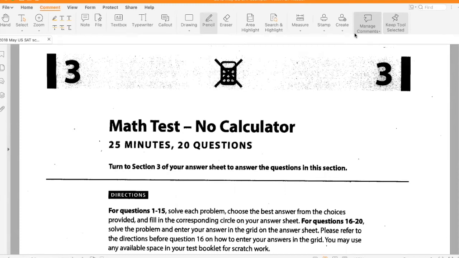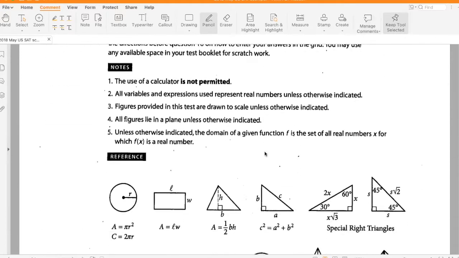In this video, we'll solve the Math No Calculator section of the May 2018 US SAT. So let's begin.